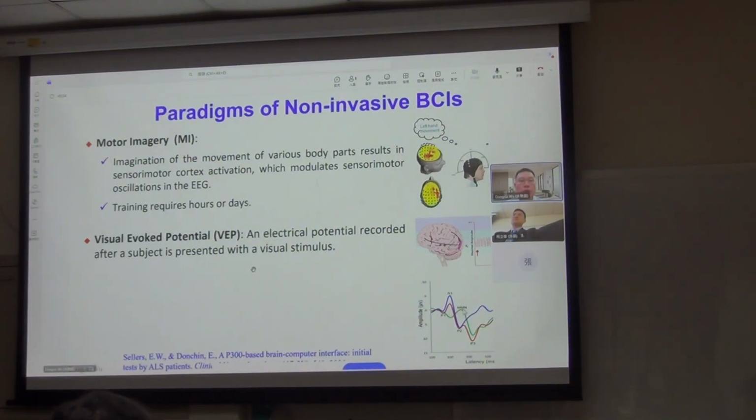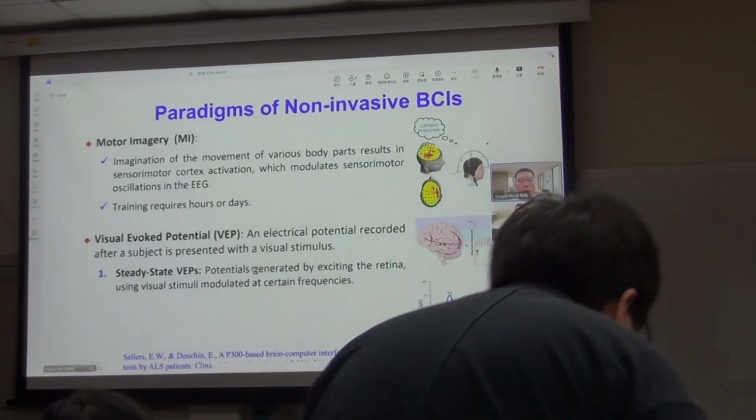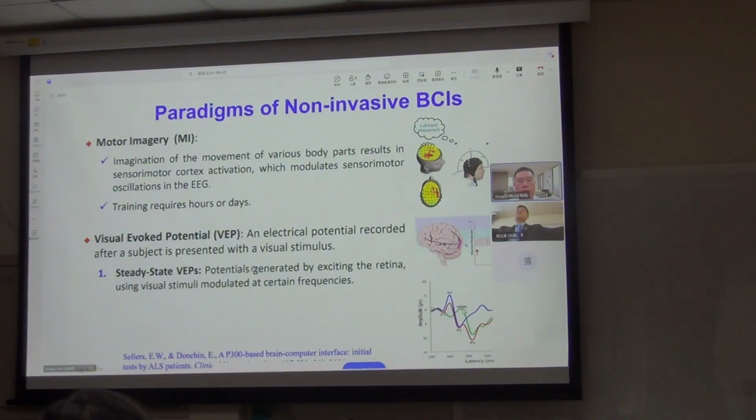The other two main paradigms of non-invasive BCIs are based on visual evoked potentials, which is an electrical potential recorded after a subject is presented with a visual stimulus. There are two sub-paradigms. The first is called steady-state visual evoked potentials, which are potentials generated by exciting the retina using visual stimuli modulated at certain frequencies.